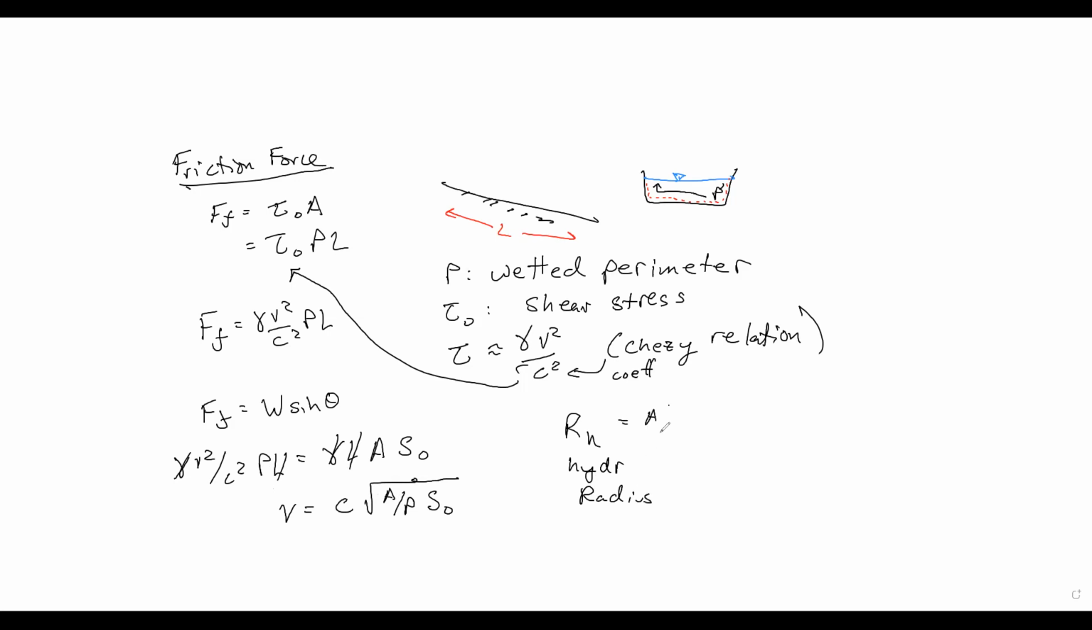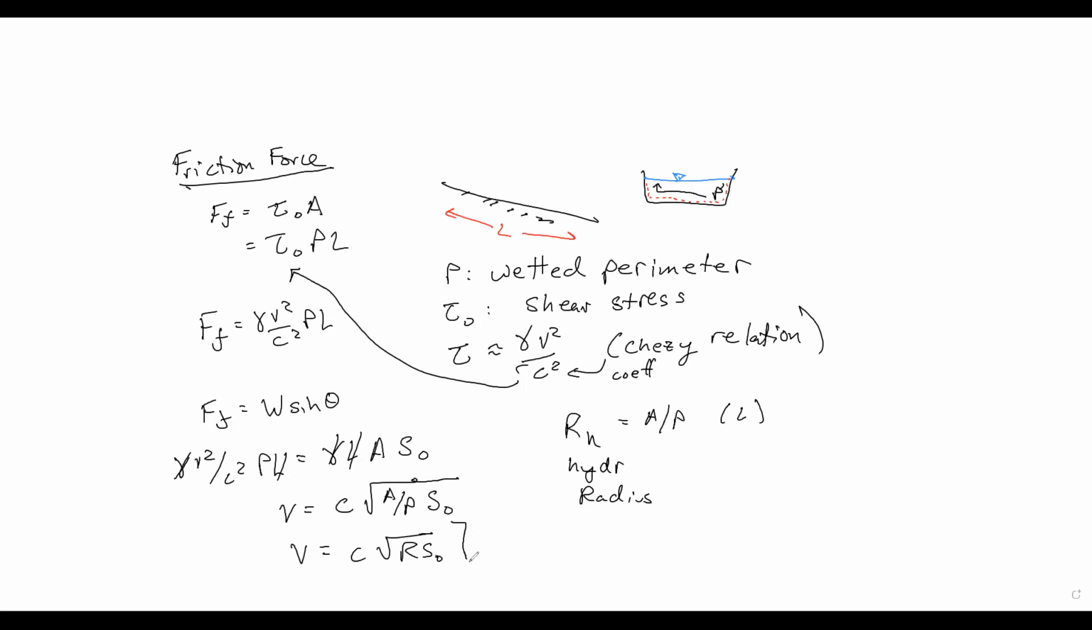And that's equal to A over P, and it has units of length. So area is length squared, wetted perimeter is length. When you divide the two, we get that. So now our simple equation is V is equal to C square root of R S naught.